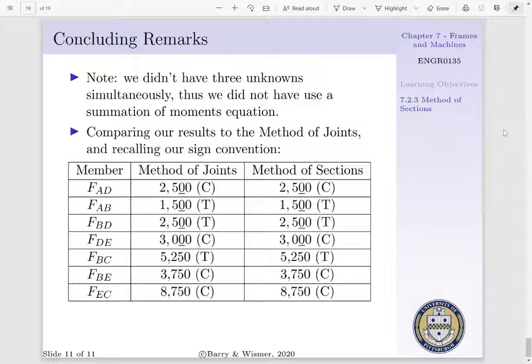Note that we did not have 3 unknowns simultaneously during this process. Thus, we did not have to use the summation of moments equation. But if we did have 3 unknowns simultaneously, we could use our summation of moments to solve the problem. Now, comparing our results to the method of joints and recalling our sign convention, we can see each member, such as member FAD, FAB, FBD, FDE, FBC, FBE, and FEC, were solved to have the same numeric value as well as experiencing either the same tensive or compressive forces.